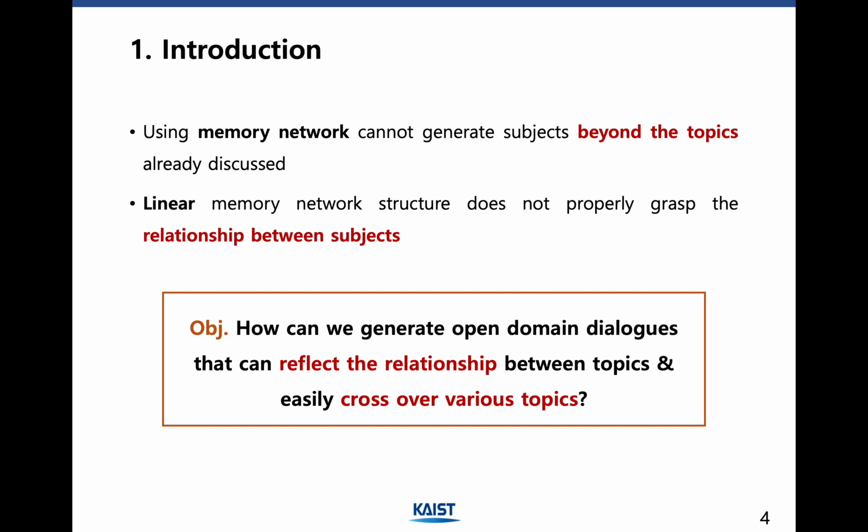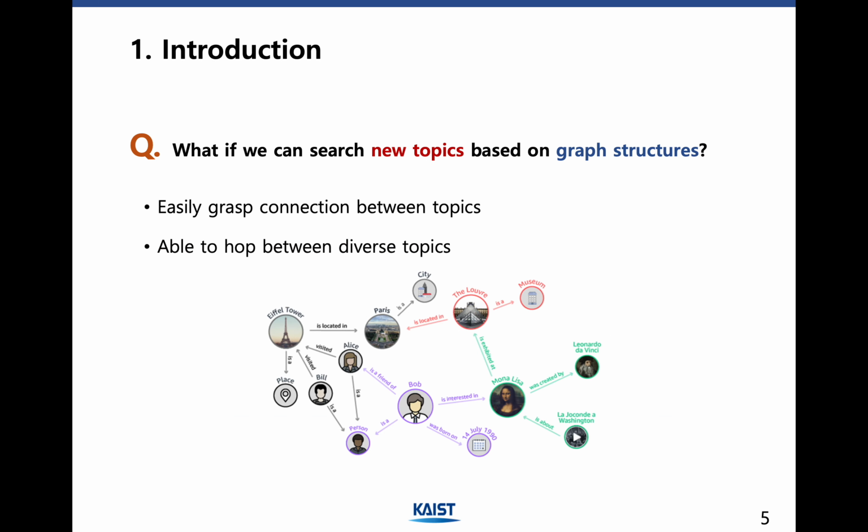To solve these limitations, the objective is to construct a model that can effectively reflect the relationship between topics and easily cross over various topics. Here, Concept Flow uses knowledge graph that can be applied to various subjects. Knowledge graph is a graph that embeds diverse information according to their relationship. By using graph structures as embedding topics, we can easily grasp the connection between topics and search for new topics easily.